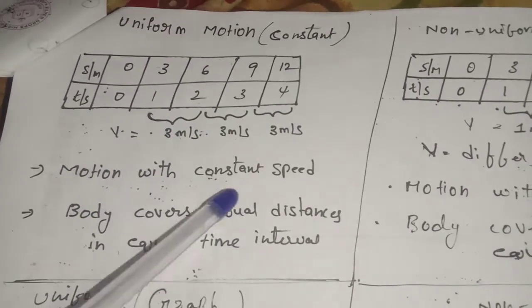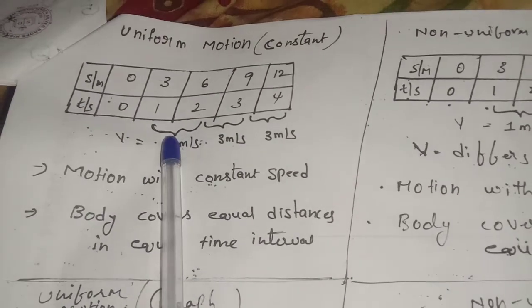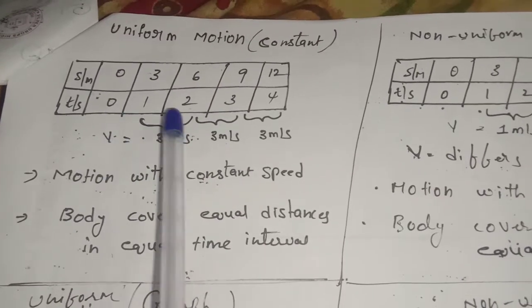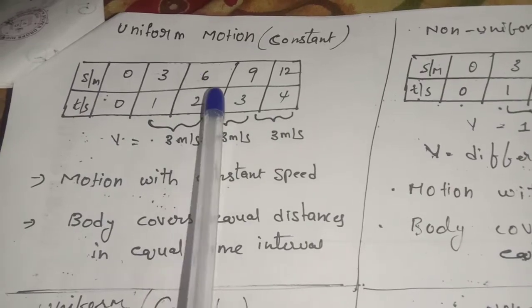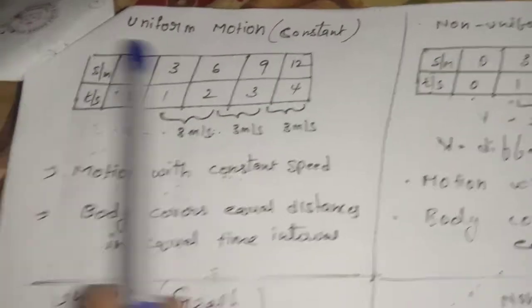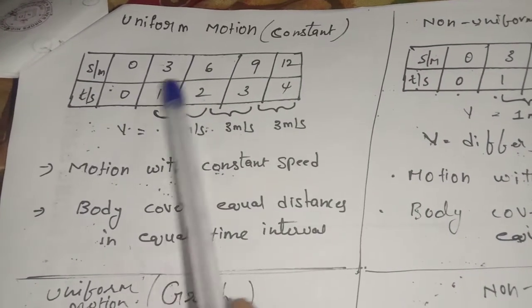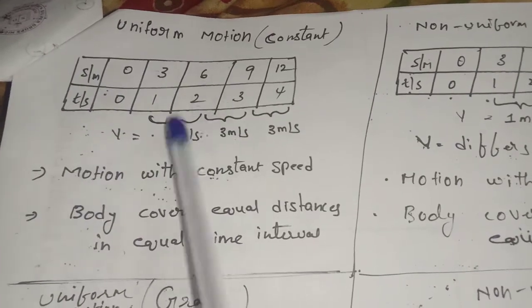So what is a motion with a constant speed? We have to find out whether it is moving at a constant speed or the velocity is differing. So how do you find out? We have to do final velocity minus initial velocity. Suppose 6 minus 3. 3 minus 0 you will get the same thing. 6 minus 3 is how much? 3 meters per second. So 3 is the difference here.